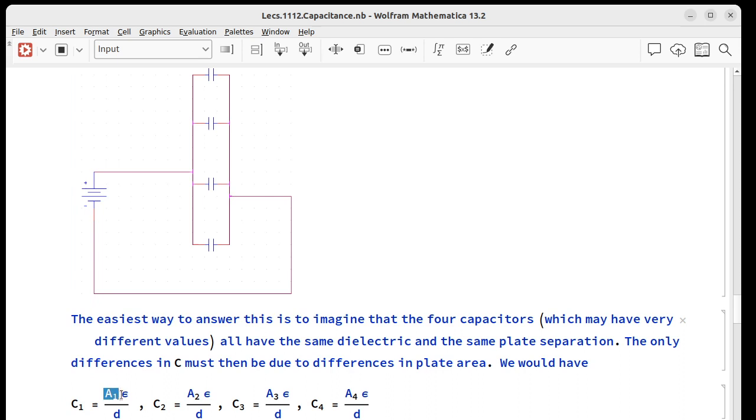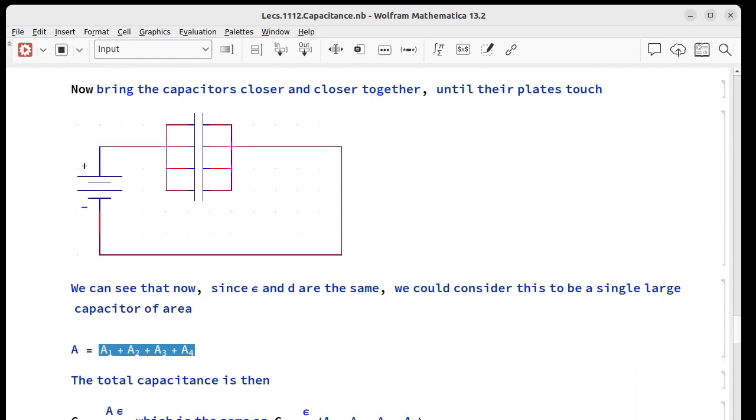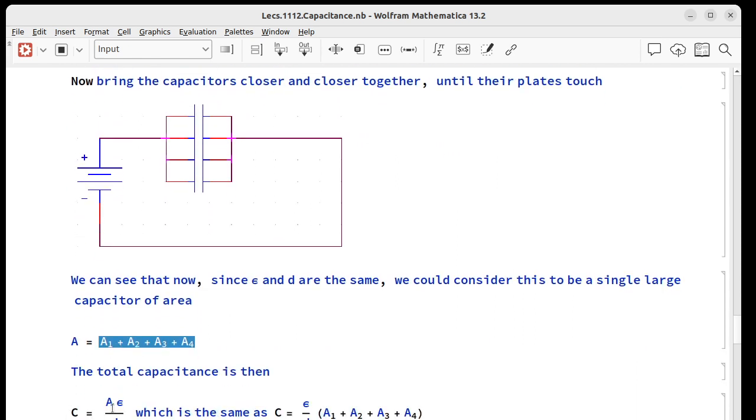C1 is A1 times the permittivity of the dielectric stuff inside divided by D. C2 is A2 times the same stuff. We imagine bringing these capacitors closer and closer together until the plates touch. Now they all have the same value of D, they all have the same value of epsilon. What would the capacitance of this be? It would just depend on the area, and that would be the sum of all the areas that make it up. So we could say the total capacitance is this total area times epsilon over D.